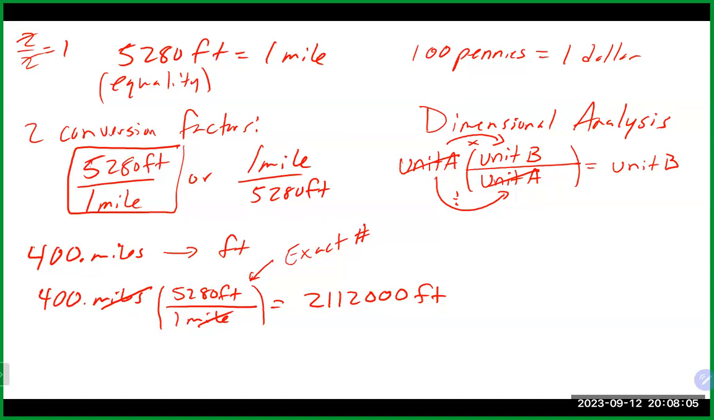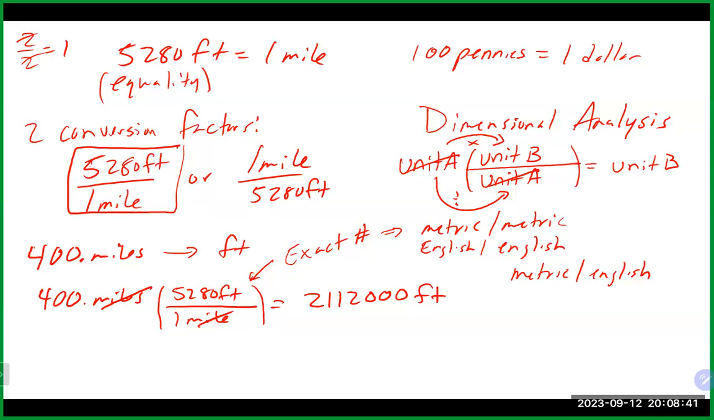Now, there is an exception to that, and that is it's an exact number if you have a metric to metric conversion. So that's considered an exact number. You don't have to worry about it. If it is an English to English conversion, you don't have to worry about it. But technically speaking, if you cross over from metric to English, that is not considered an exact number, and you should look at it when you're doing a calculation.